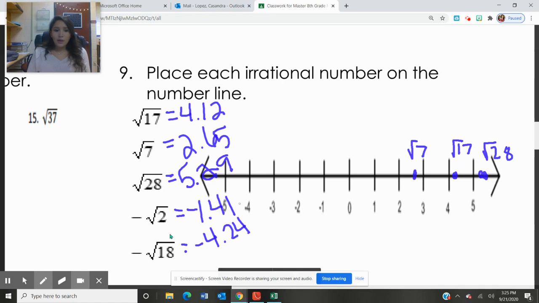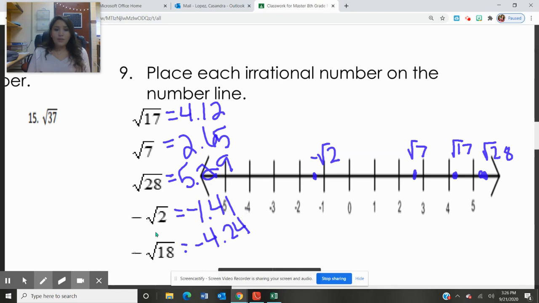Okay. Now I have negative square root of 2. And that is equivalent to negative 1.41. So I know it's going to be in between negative 1 and negative 2. And I know it's going to be a little bit greater than negative 1.5. So it's going to be right here. So this is negative square root of 2.